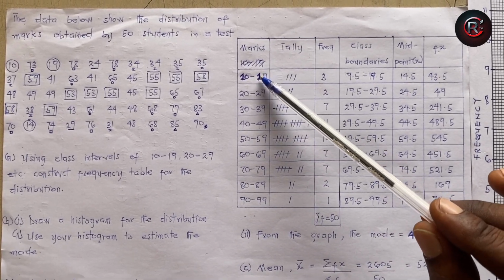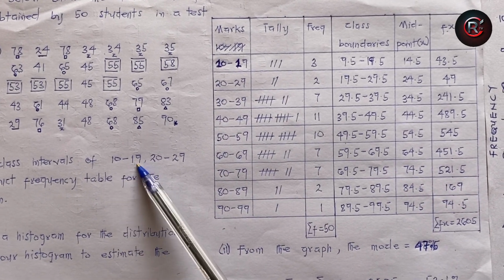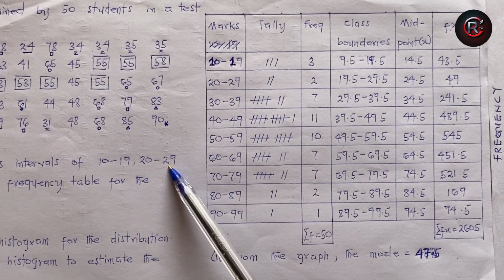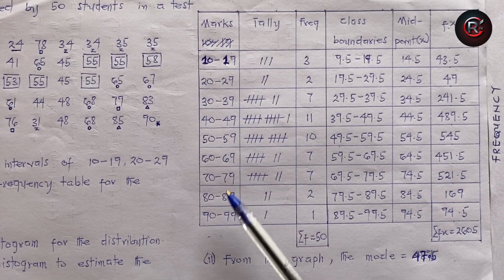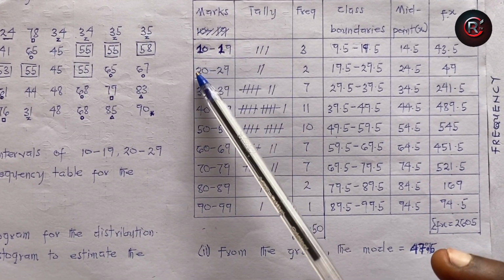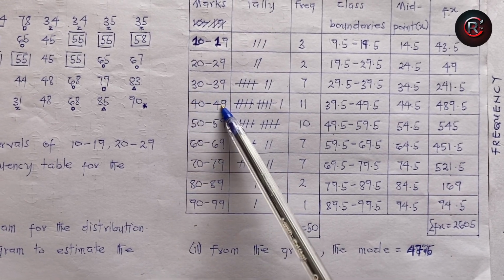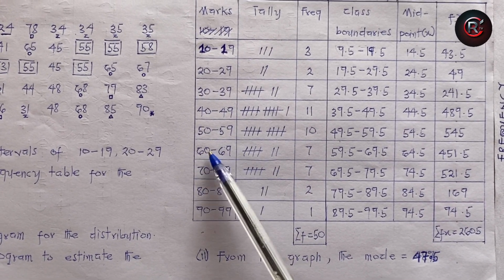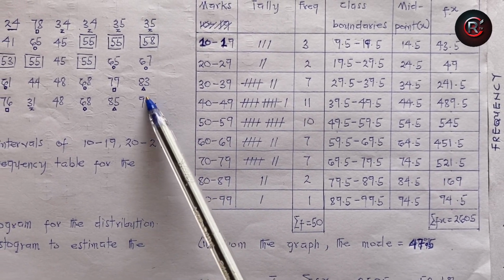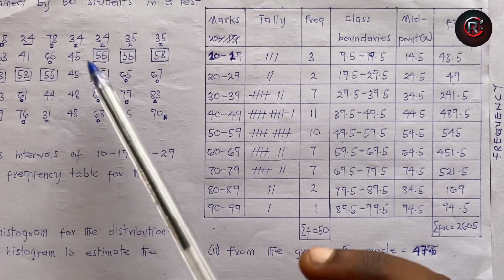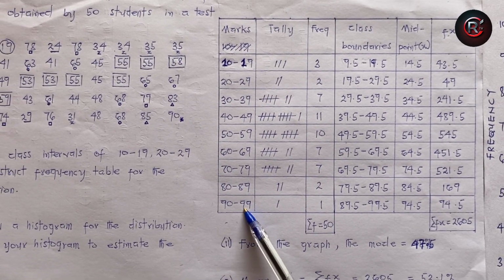All right, let's see how we can complete the table. First of all, we come to our marks, or the class interval. From here we have 10 to 19, 20 to 29, and the next one will be 30 to 39, 40 to 49, 50 to 59, 60 to 69, up to 90 to 99, because our highest number within the data here is 90. So we need to end at 90 to 99.